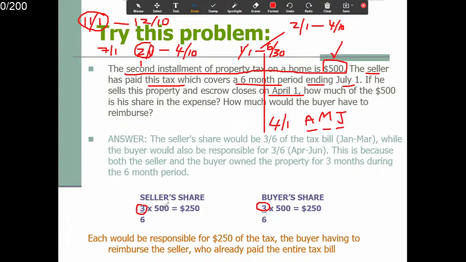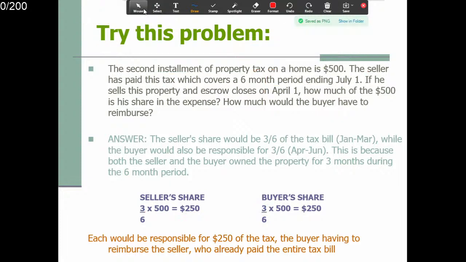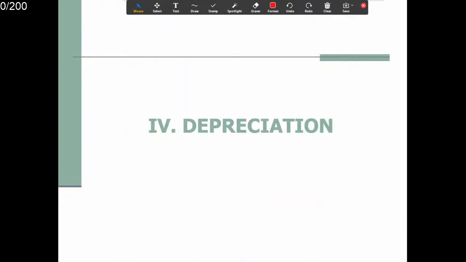So half, divided by 6. Half of 500 is 250. Okay, so the buyer has to pay the seller $250 for the 3 months that he's going to start living there. So the buyer is 3 months, the seller is also 3 months, so half a year, a total of 6 months, okay.